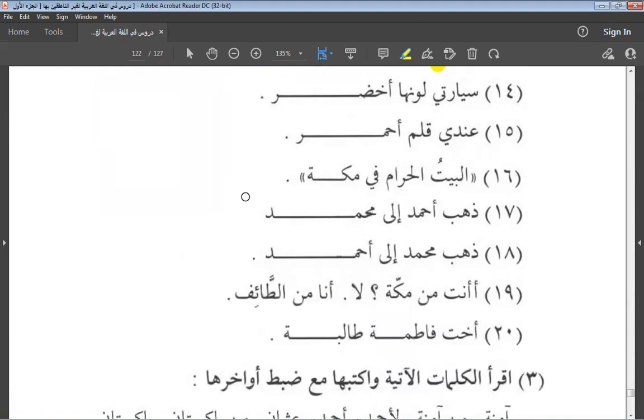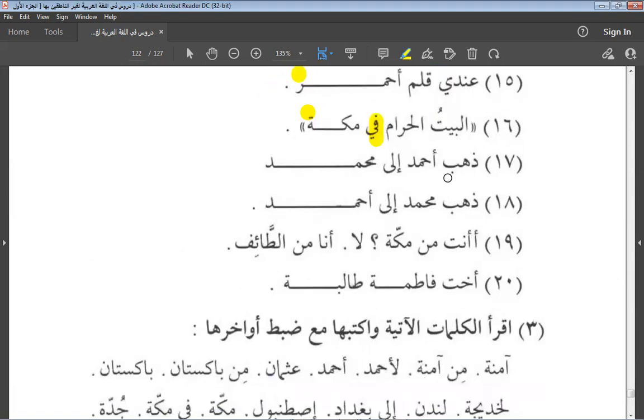Okay. سيارتي لونها أخضر. You know the colors are also mamnu min as-sarf. عندي قلم أحمر. البيت الحرام في مكة. Regardless of the fee. البيت الحرام في مكة. That is Kaaba يعني. ذهب أحمد, just 1 Dhamma. ذهب أحمد إلى محمد. ذهب محمد, 2 Dhamma, إلى أحمد.